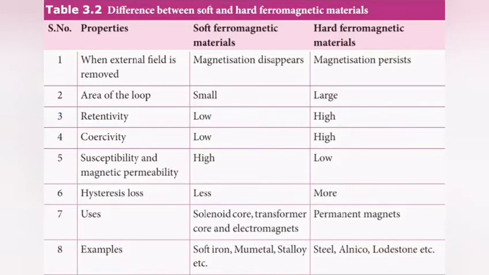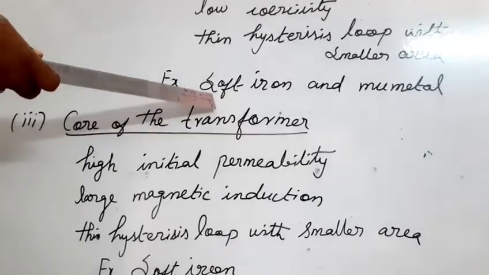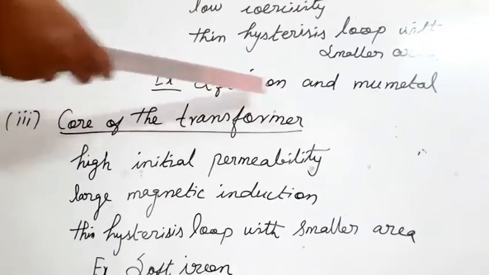And next, the properties of soft and hard magnetic materials are compared in this tabular column. In this tabular column, the properties are given up to 8 points for soft ferromagnetic materials and hard ferromagnetic materials. And examples for electromagnets are soft iron and mu metal.